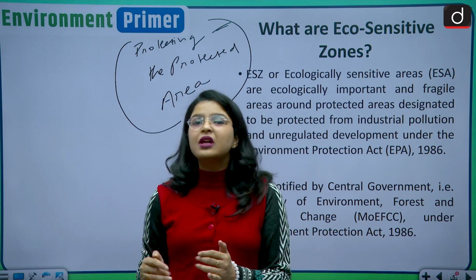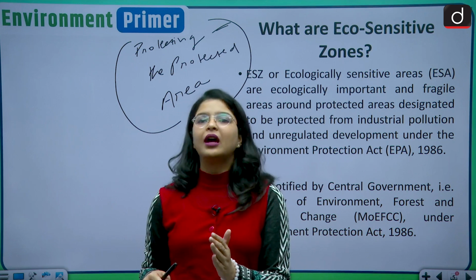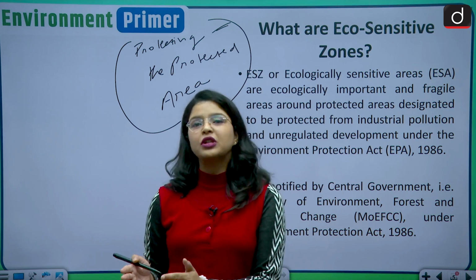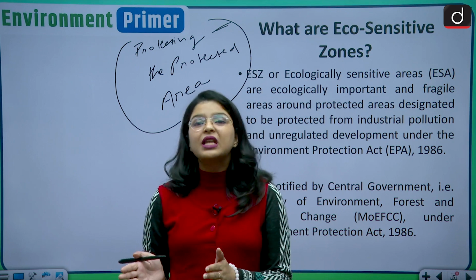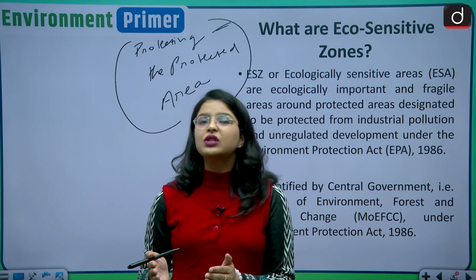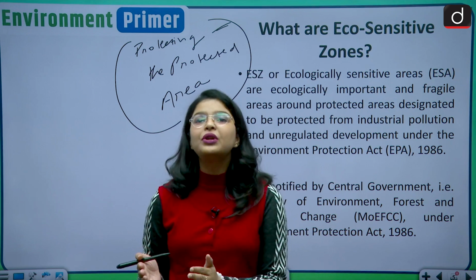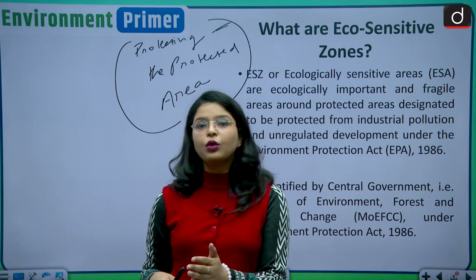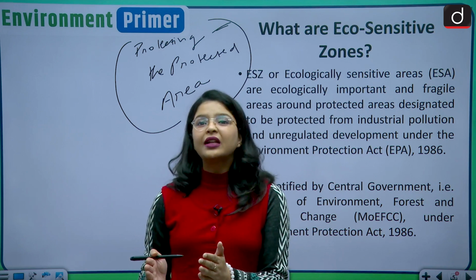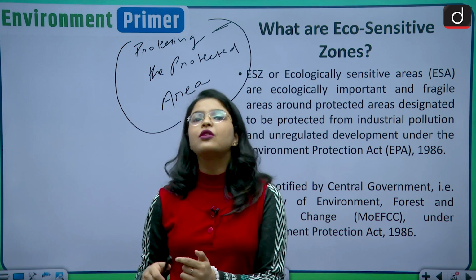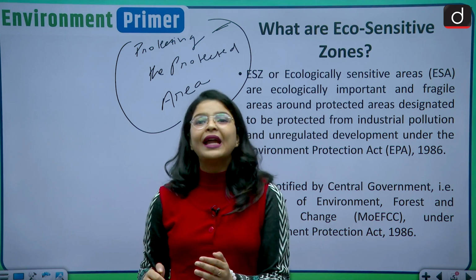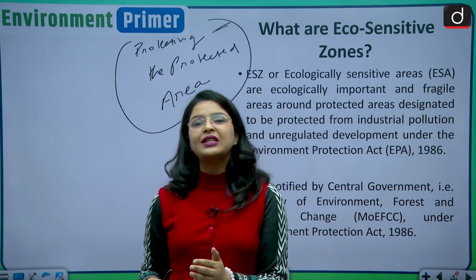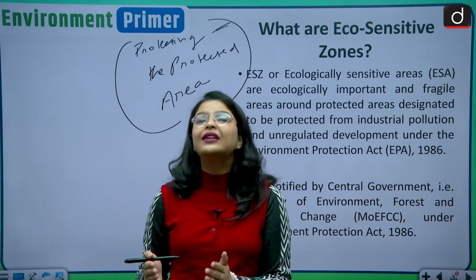Why? Because we humans have already destroyed our earth. Human activities are interfering with natural activities, and that is why, to save biodiversity, eco-sensitive zones are created. They are insulated zones in which only restricted activities are allowed, more restricted than in a reserve forest or protective forest. That means normal activities cannot go on in these ecologically sensitive areas, and that is why they are created.